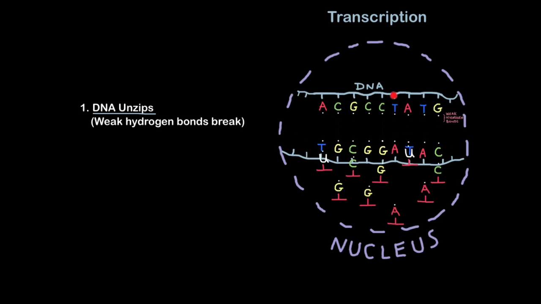Now, only the gene unzips. The rest of the DNA will still be coiled up within the nucleus. This gives the cell a bit of control over what proteins are made. The next stage involves an mRNA molecule being made from a DNA template.